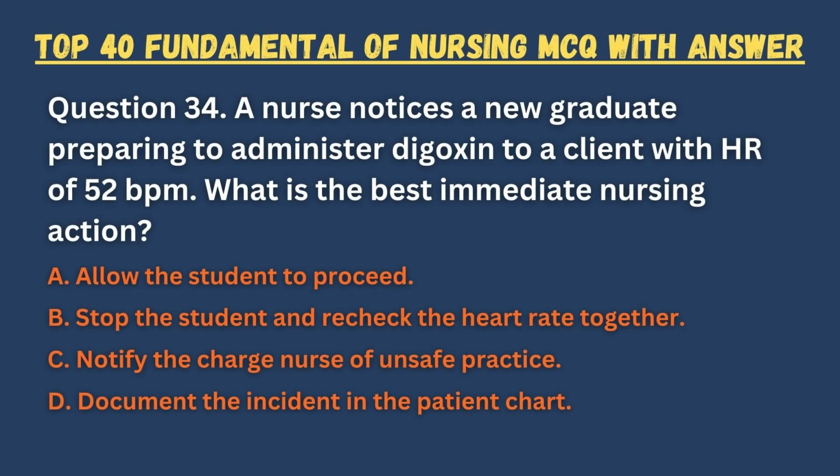Question 34. A nurse notices a new graduate preparing to administer digoxin to a client with a heart rate of 52 BPM. What is the best immediate nursing action? A. Allow the student to proceed. B. Stop the student and recheck the heart rate together. C. Notify the charge nurse of unsafe practice. D. Document the incident in the patient chart.